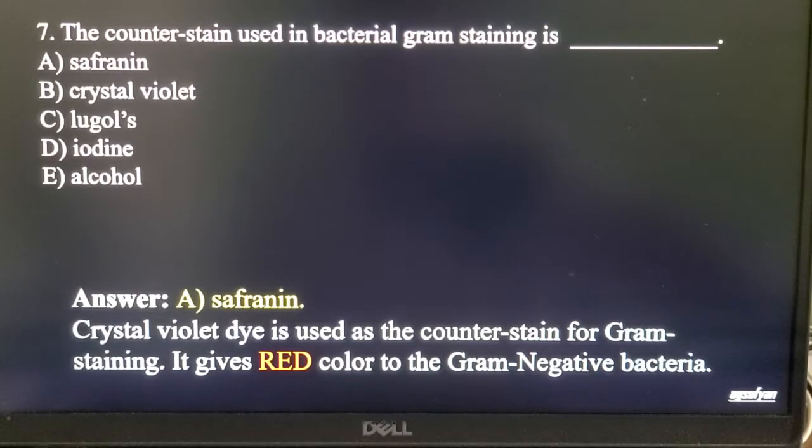I already explained this on the previous question, which is that the crystal violet is the primary dye, and then the counterstain will be safranin. And this is the one that makes the gram-negative bacteria retain the safranin. So gram-negative bacteria will be red or pink. The gram-positive bacteria will retain the crystal violet. The color will be blue or purple.